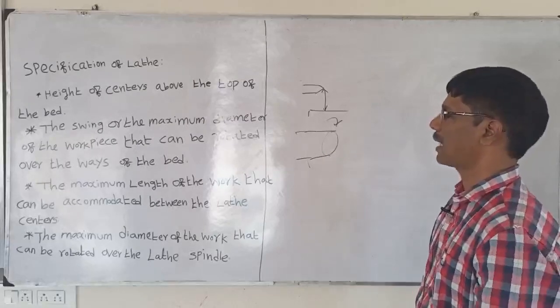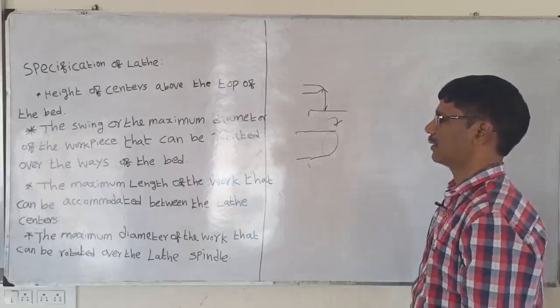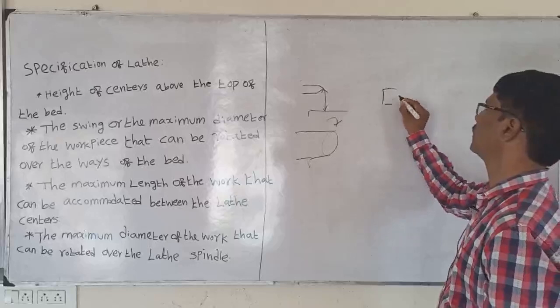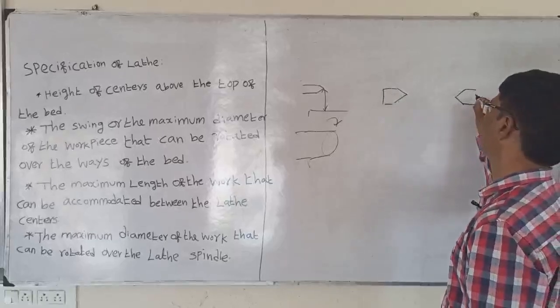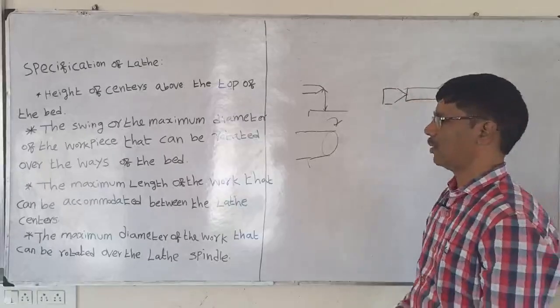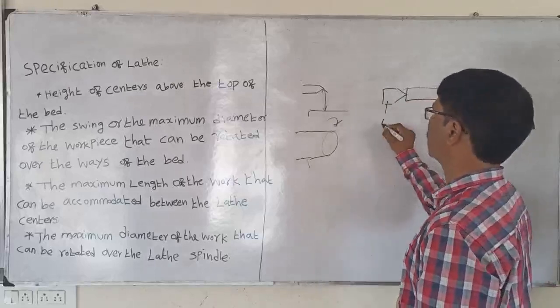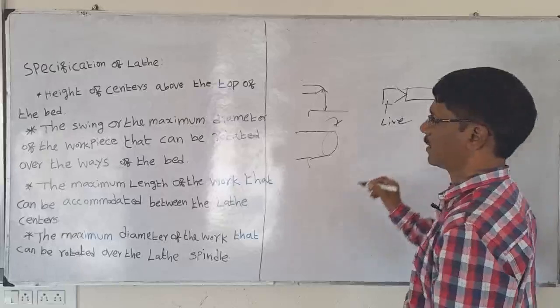The next thing, the maximum length of the work that can be accommodated between the centers. So we are having live center and dead center. So the maximum length of the workpiece that can be accommodated between the lathe centers. This is live center and dead center.